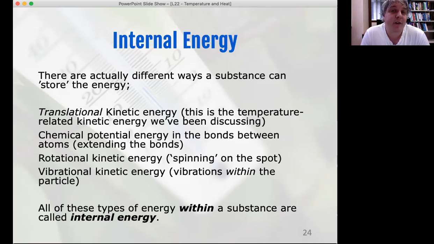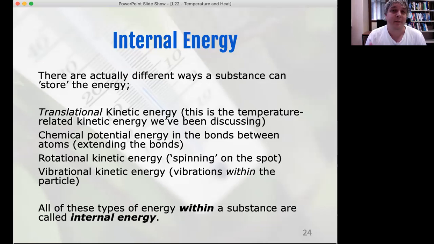And finally, vibrational kinetic energy. That's the idea of vibrations within the particle. So keeping in mind that water molecule, if you've got the oxygen and two hydrogens, and the hydrogens start vibrating relative to the oxygen, so that the whole molecule is still in the same spot and still not rotating, but it starts vibrating within itself like a little spring system, just sitting there oscillating, that's vibrational kinetic energy.